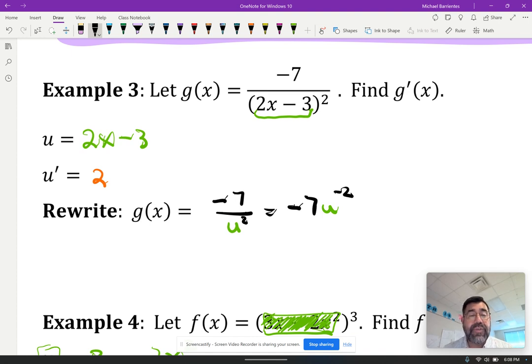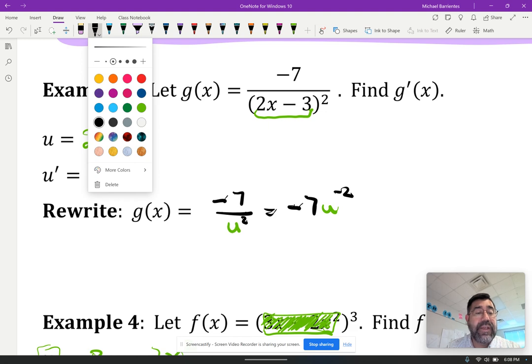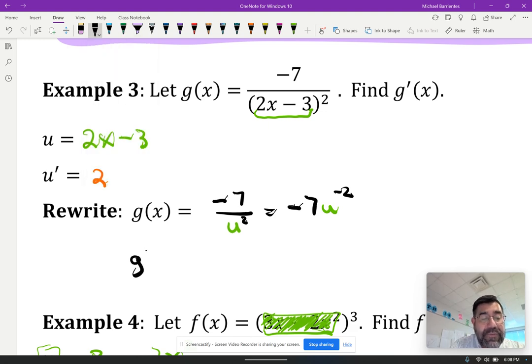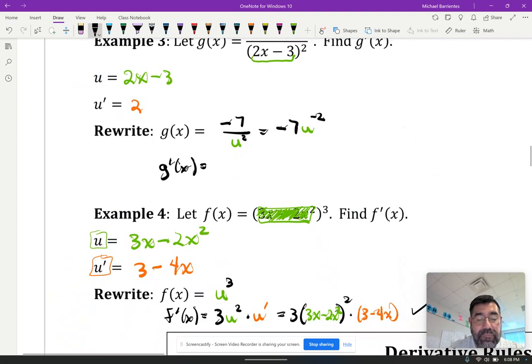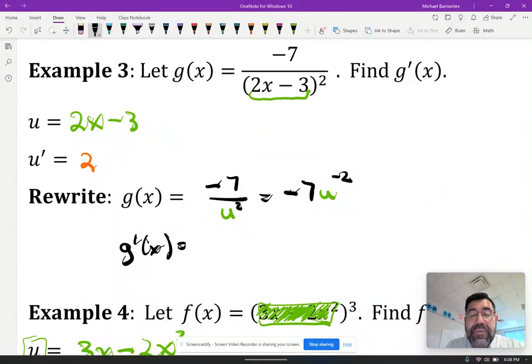Okay, so now we're ready to take the derivative. As I get ready to take the derivative, the chain rule says take the derivative of the outer function. Well, this is the outer function, with the inside still in it. This is the inside, so u is the inside. So I'm just going to take the derivative of this.